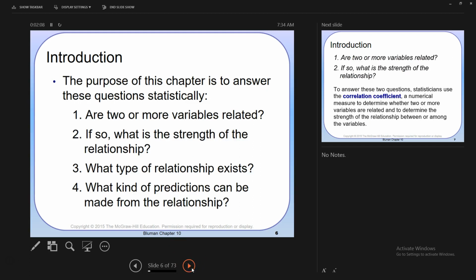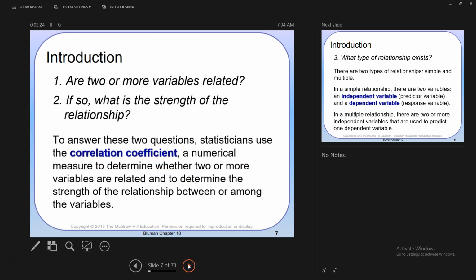So we're looking to find out if two or more variables are related, how strong the relationship is, and what type of relationship exists. So these are the things that you find out from the R value, and then what kind of predictions can be made. So it says that the two questions, are the two variables related and what's the strength, are answered from the correlation coefficient, but also one part of the type of relationship can be determined from the R value, whether it's positive or negative.